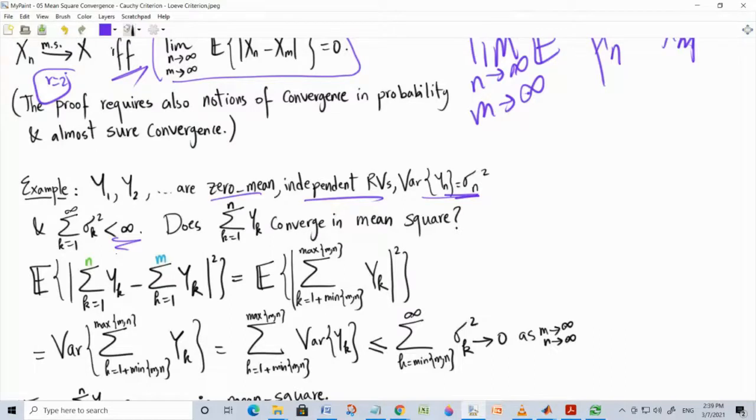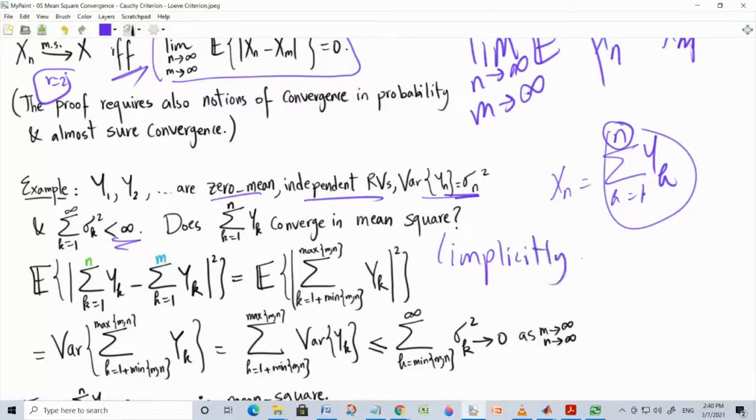So here is the question: basically you can think xn is equal to this thing. If you take the sum of the y's starting from 1 and stopping at n, does this converge in mean square, implicitly as n goes to infinity? Convergence to what? To some random variable. What random variable? You do not need to know. You do not need to guess.